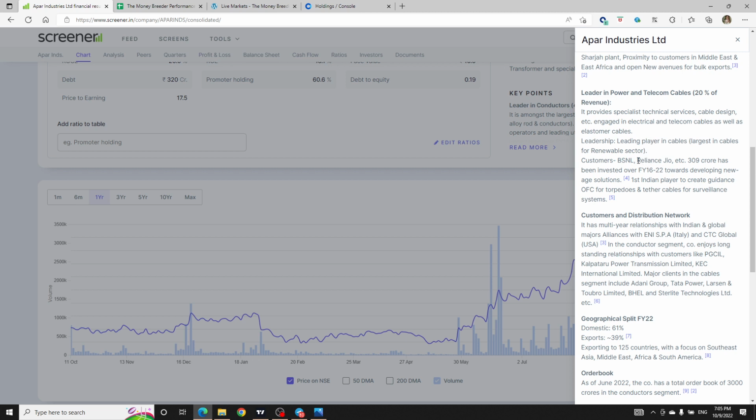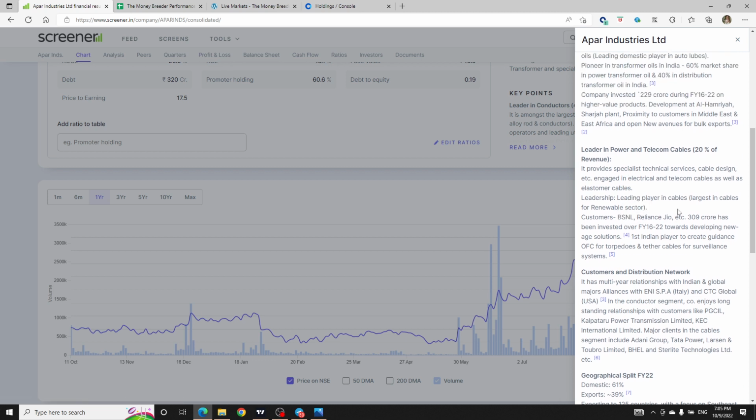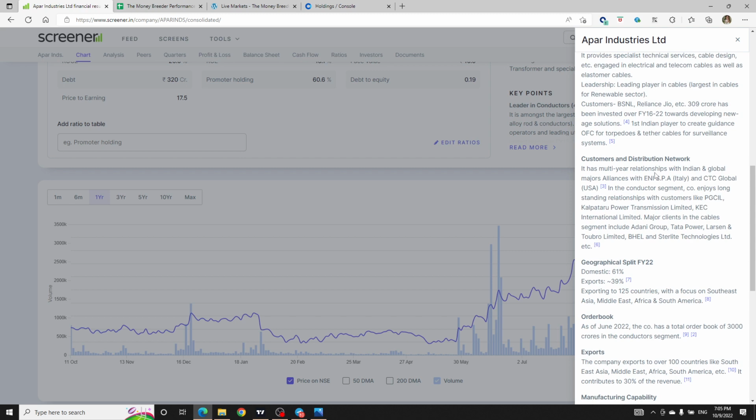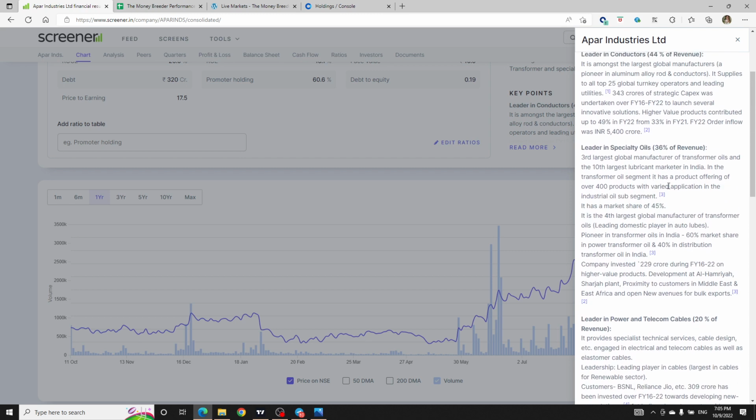As of now, all the companies are doing underground cabling. BSNL is the biggest customer, and the government of India is also trying to provide some capital infusion for this company. So this is the biggest customer for this one. Maybe this company will also benefit from that. Reliance Jio is a big customer, and another interesting thing is these guys are leaders in transformer oils, specialty oils, which are used in the transformers.